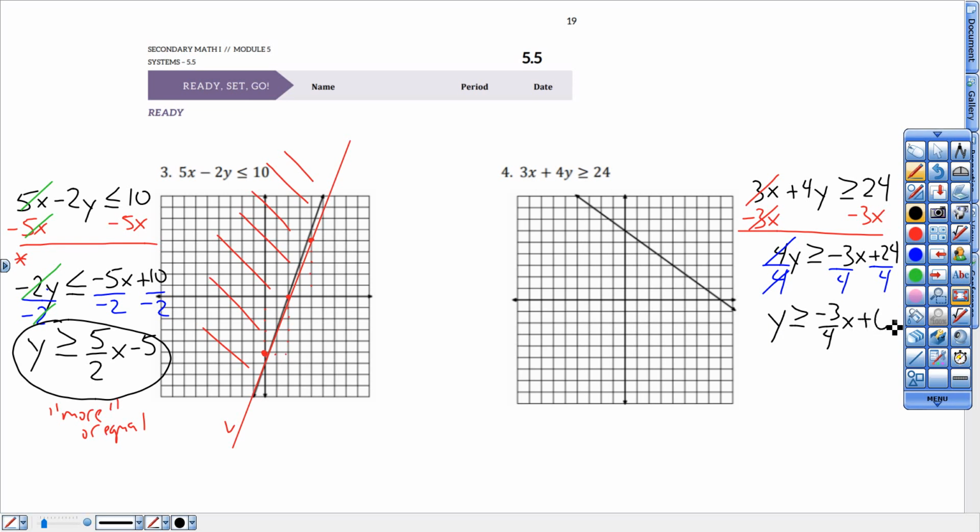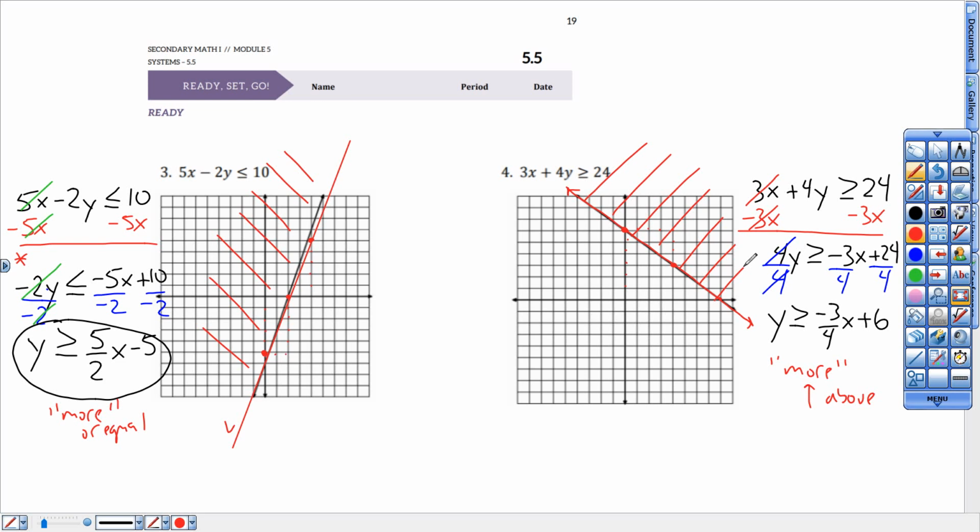Looks like positive 6 is my y-intercept. 1, 2, 3, 4, 5. Oh, that one looks good. And then right 4, down 3. There we go. Right 4, down 3. This would be a solid line. And because this is more than or equal to, it's going to be shaded up above. More than is above the line, however it is drawn. That one on the left, that is more than for that line.